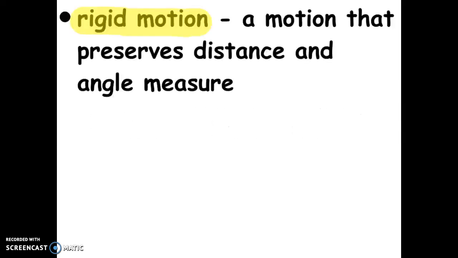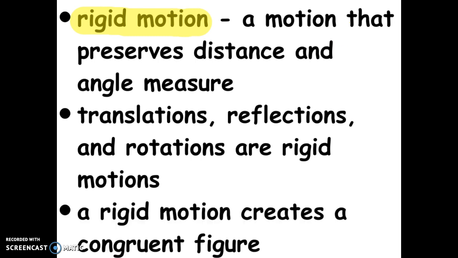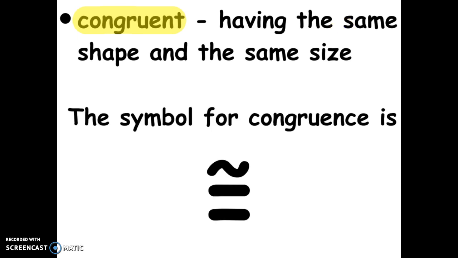Congruence. A rigid motion is a motion that preserves distance and angle measure. And if you remember from our first unit, translations, reflections, and rotations are rigid motions. A rigid motion creates a congruent figure. What we mean when we say congruent is that the two figures have the same shape and the same size.